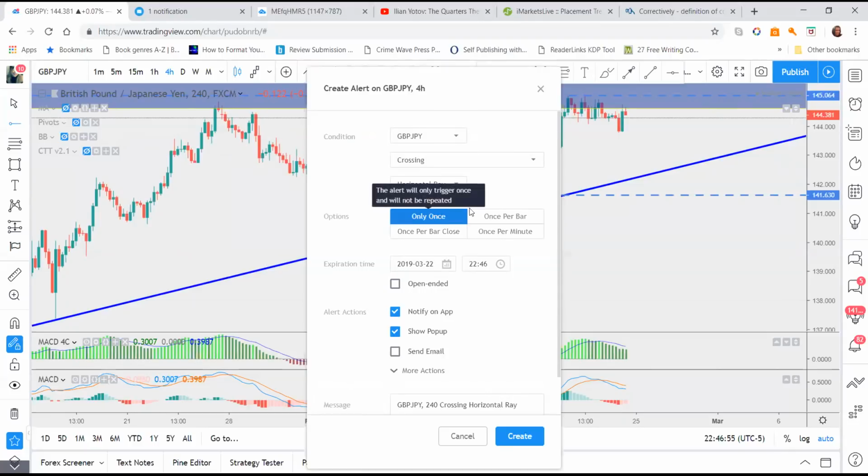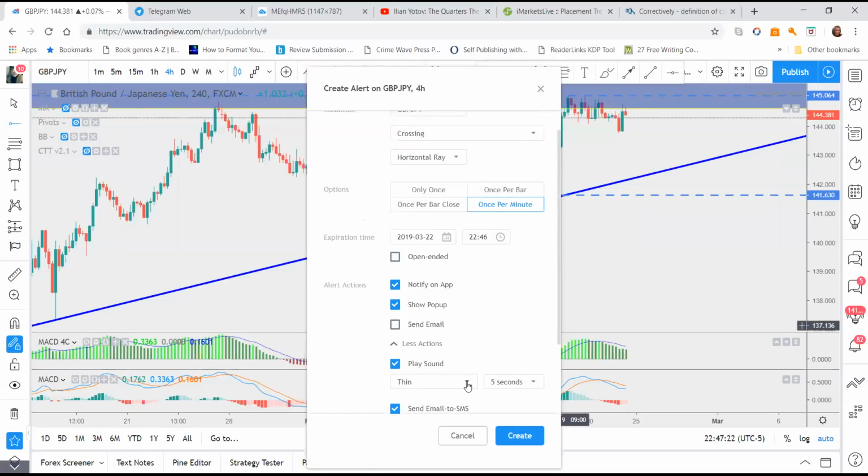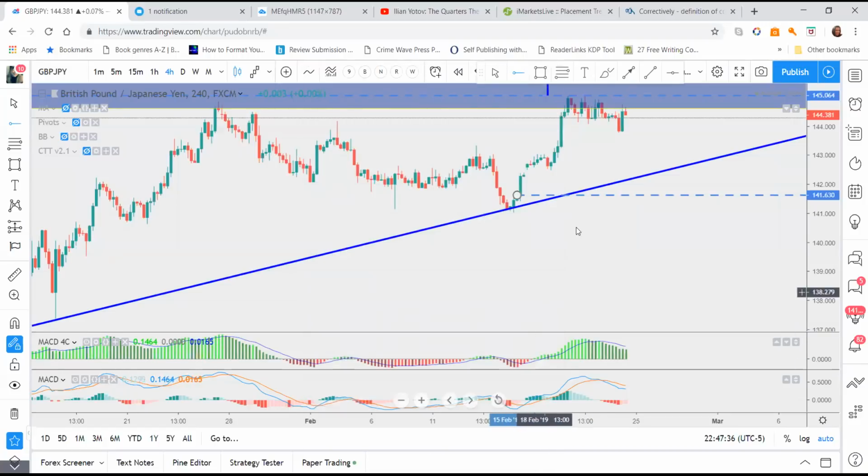If you want it to beep only once per bar, I usually put once. If it's a real important trade that I really don't want to miss, I put once per minute. You can put notify on app, and it's going to notify you here on your computer and on the app on your phone. You can set different sounds. You can make a message to yourself. It already tells you this is the default message, but you can make it whatever you want. You can go here and choose the sounds. I have mine set to that, and you just click create, and it creates your alert.